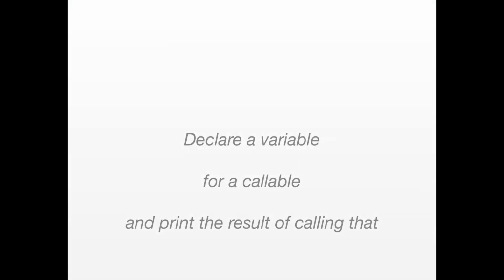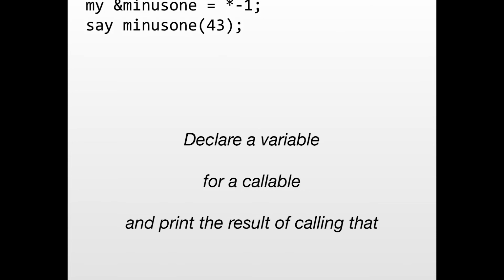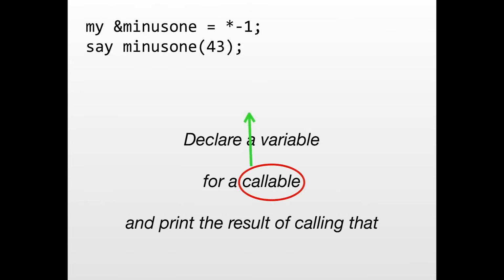So what if we want to declare a variable for a callable and print the result of calling that? Now, here we have a special case of a callable. If we say *-1, we actually create a callable, similar to the -1 subroutine that we saw earlier. And we can actually call that. And it looks like that.